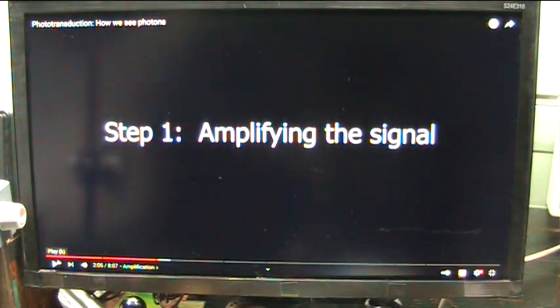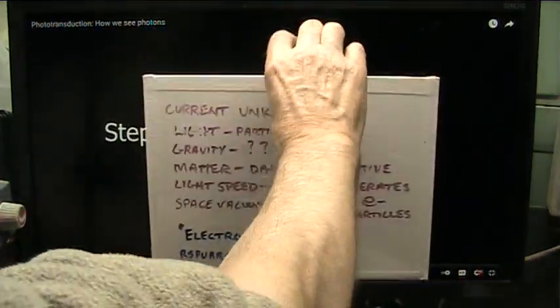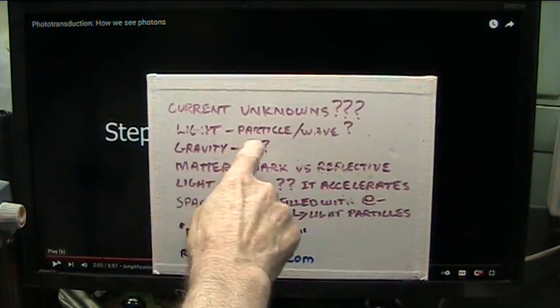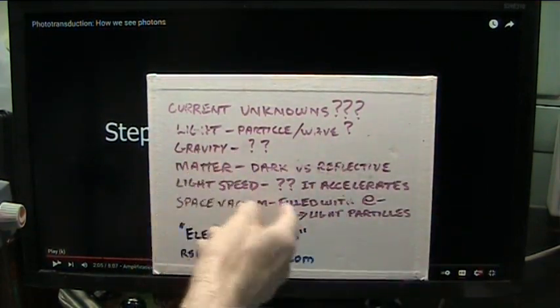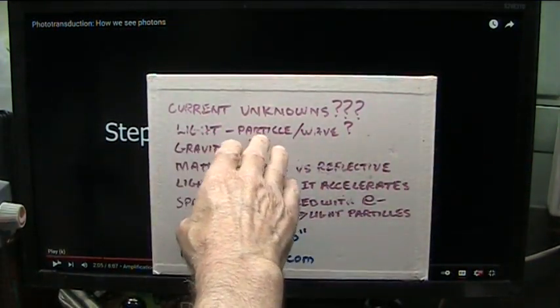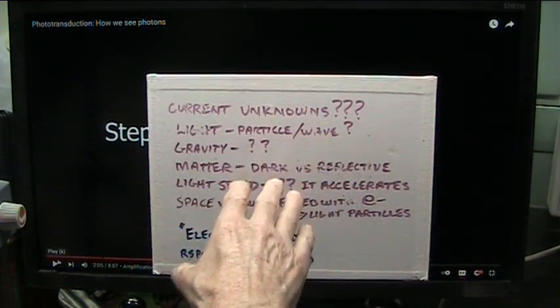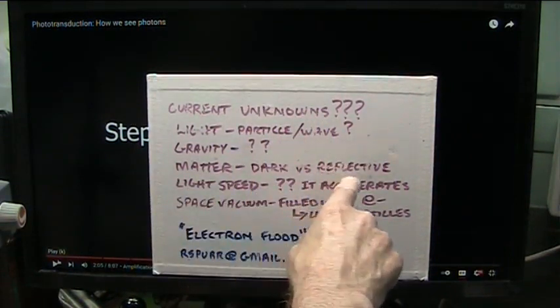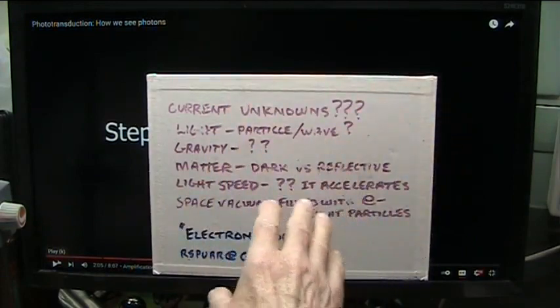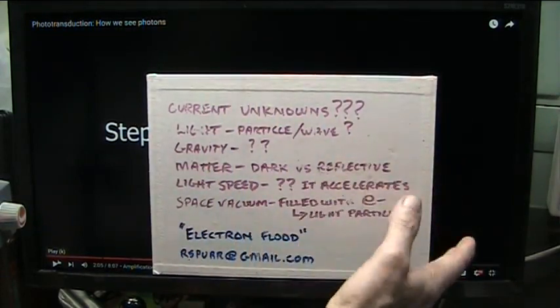Hold on a second. Look at this. These are current unknowns. They don't even know whether light is a particle or a wave. No idea. Gravity, you drop something to the floor, no idea why force falls to the floor. None of the models work. Matter, dark versus reflective. They're all talking about dark matter. Oh, there's got to be dark matter everywhere else. 85% is dark matter. Well, I can show it.